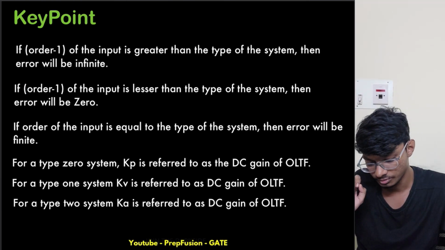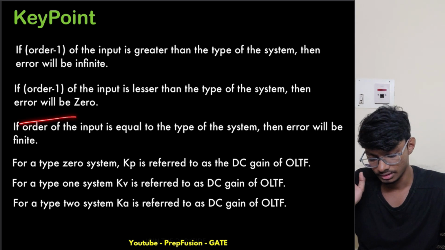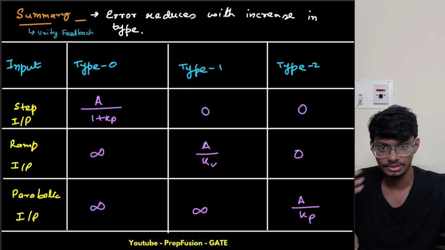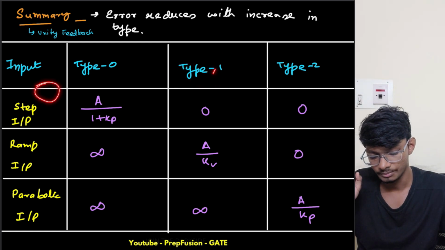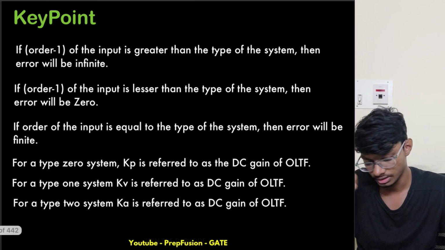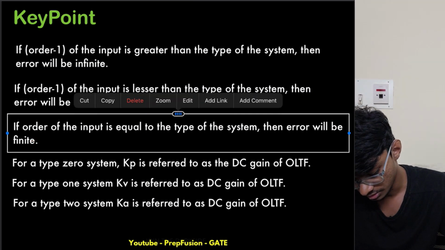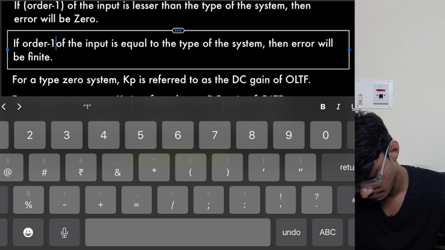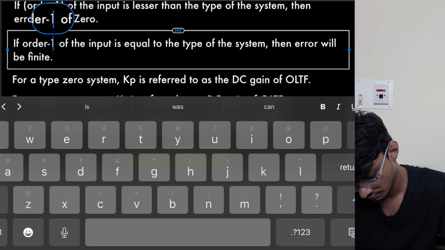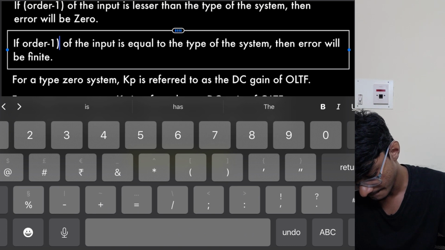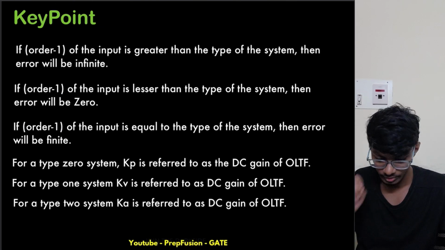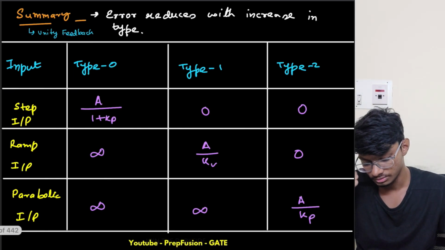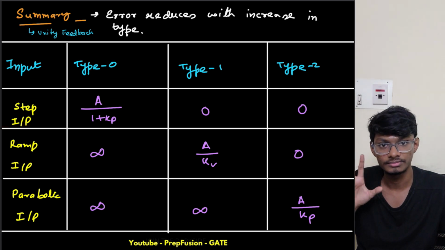And if order minus 1 of the input is lesser than the type of the system, then the error will be 0, like here. If this is type 1 and I am applying a step input, what is order minus 1? It is 0. 0 compared to 1, so my error will be 0. If the order minus 1 of the input is equal to the type of the system, then the error will be finite. Here order minus 1 is 0 and this is type 0, so my error becomes finite.